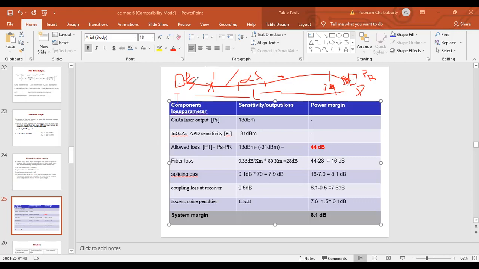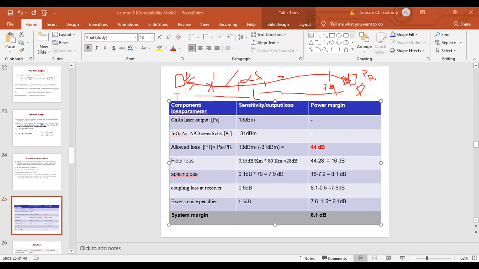It need not be a very fancy diagram like the one which is given in your theory, but you show this. So you have PS, please write down the value of PS. You have PR, PT, you can write PT is already over there. PT is PS minus PR. Length L 80 kilometers. So show splice after every 1 kilometer. Okay, L 79 splice, cable loss alpha F, connector loss. So this is the current situation that is given in this particular problem. In some other problem, the situation might be different.